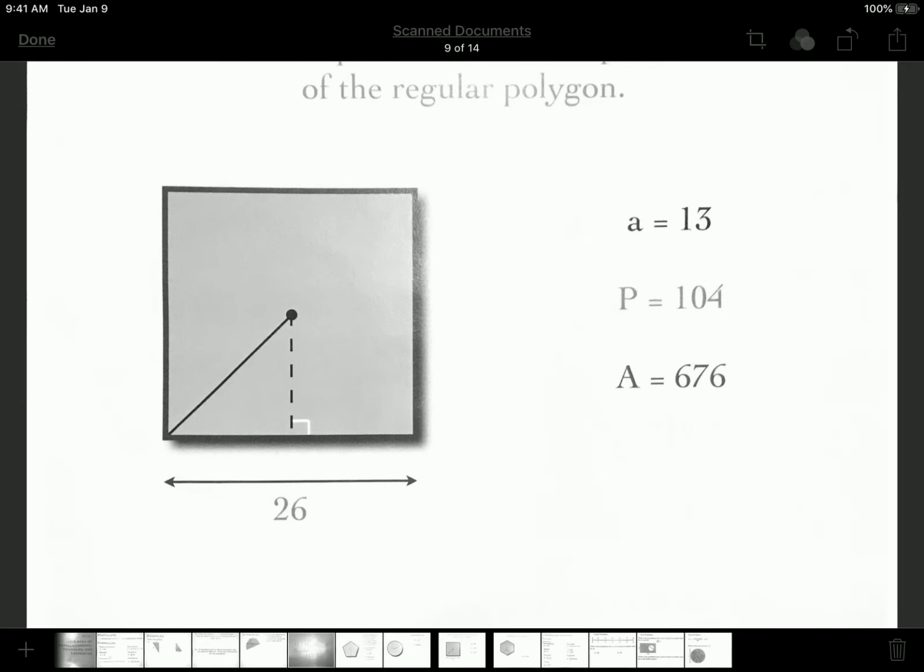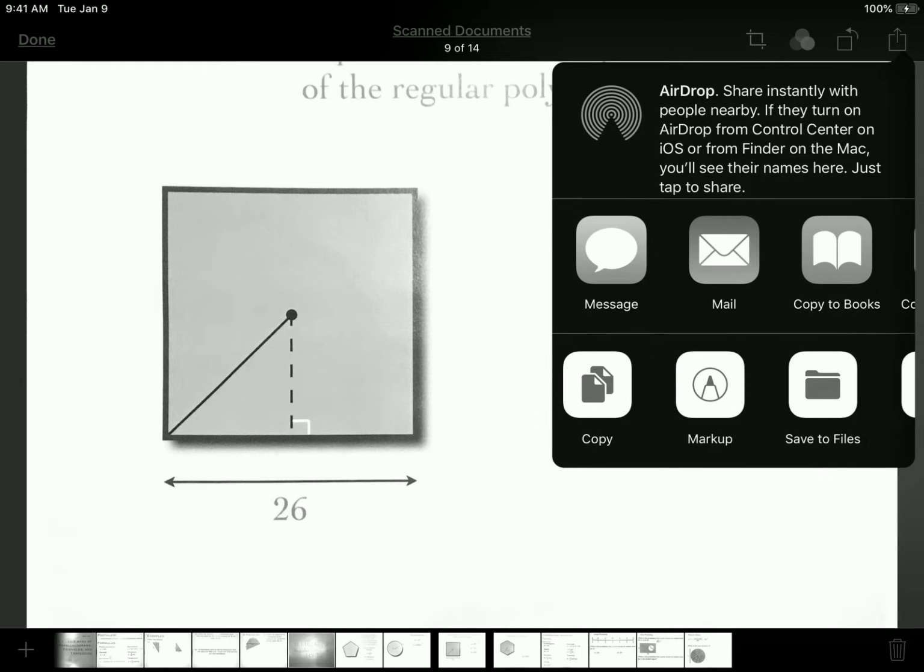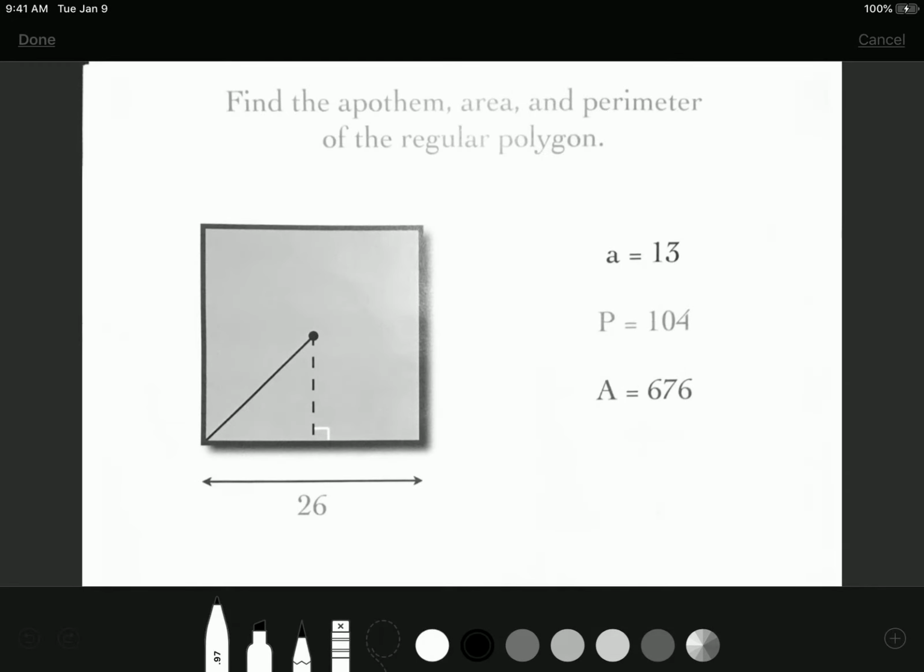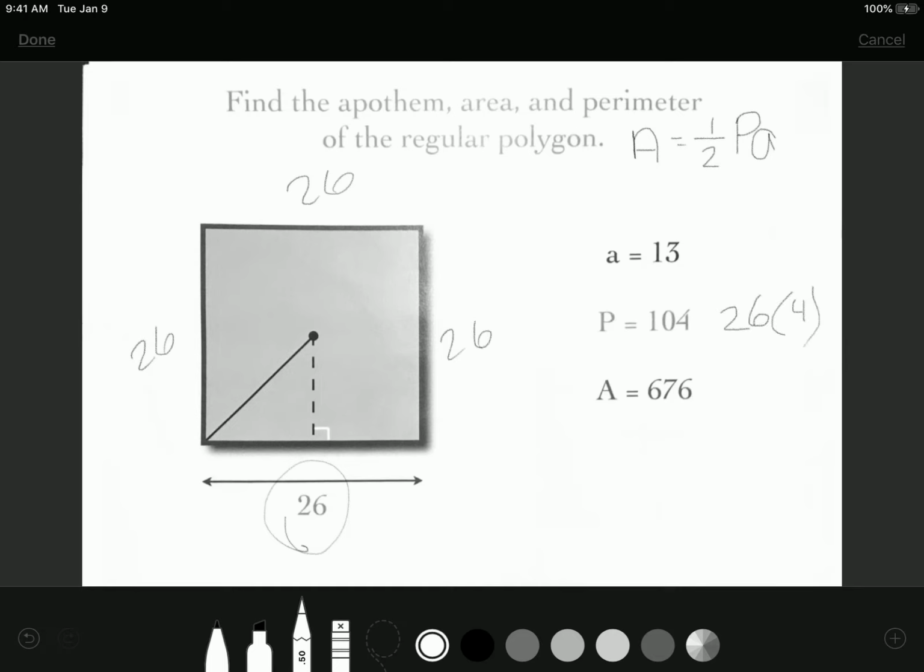If we take a look at this problem, this problem already has the answers listed, but we're going to show how to actually get there. We know the area formula for a square, so we could make this really easy. However, we want to get that practice in for our new formula. So we want to use 1/2 times perimeter times apothem. Now, one side of our square is 26, which means we know that every side is 26. So to find that perimeter, we do 26 times 4, and we get the 104 that you see listed.